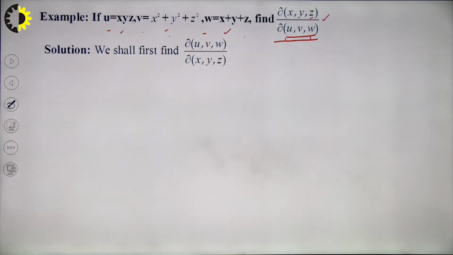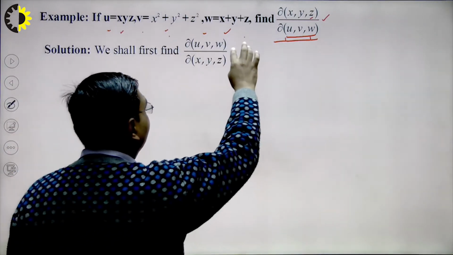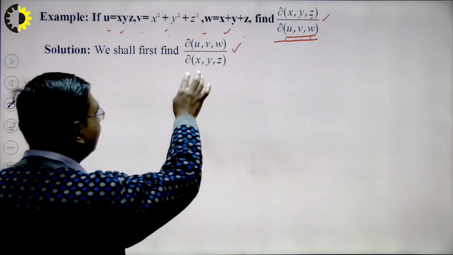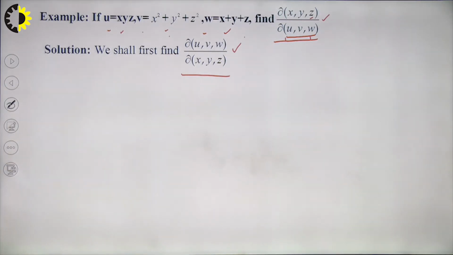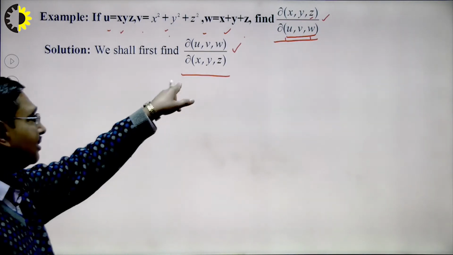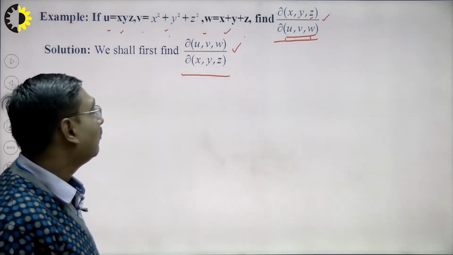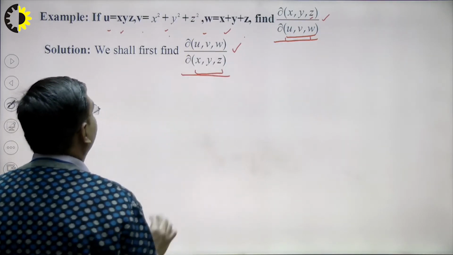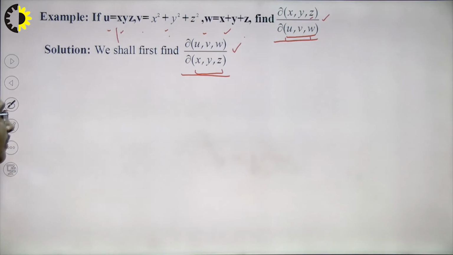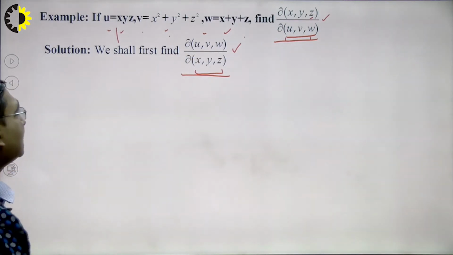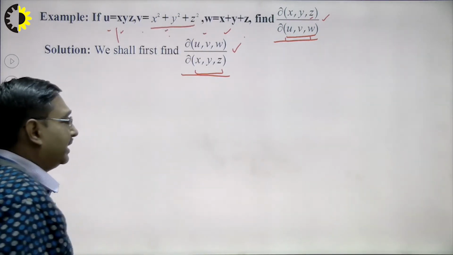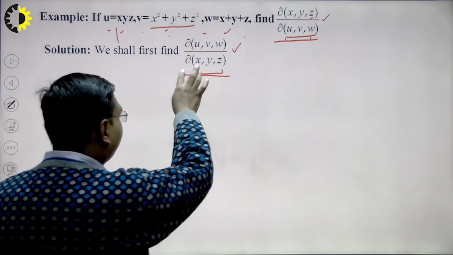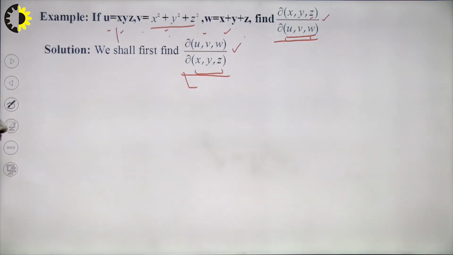Now, for this we shall use the property, and to apply that property we shall first find this Jacobian ∂(u,v,w)/∂(x,y,z). To find it, we can see that u is expressed in terms of x, y and z. v is also expressed in terms of x, y and z, and the same situation holds for w, and therefore we can find this Jacobian by using the direct formula.